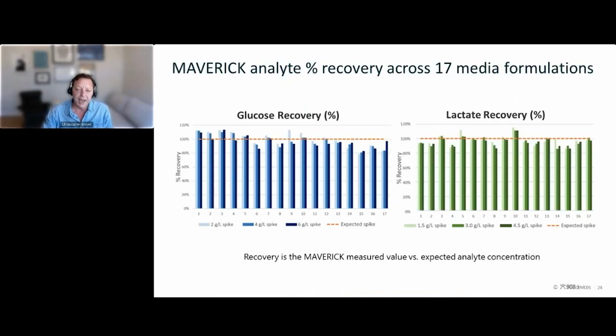In terms of the actual recovery across different spike levels, we did 2, 4, and 6 gram per liter spikes across 17 formulations in this study, and we did 1.5, 3, and 4.5 gram per liter spikes of lactate. And regardless of the spike level, we saw recoveries that were very close to 100% across the board, which is very good.